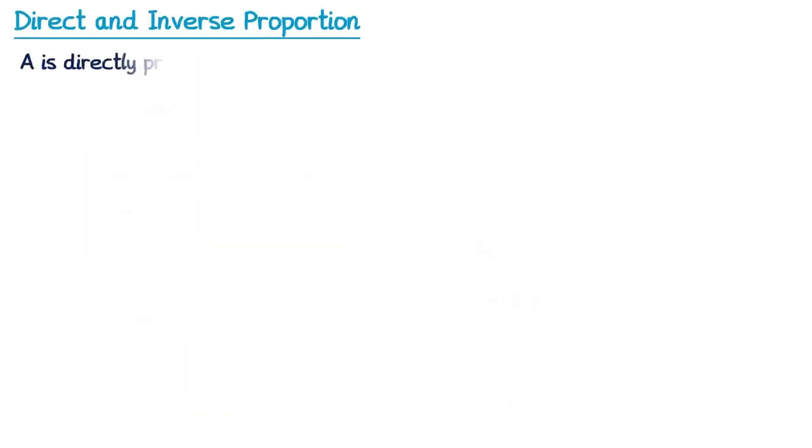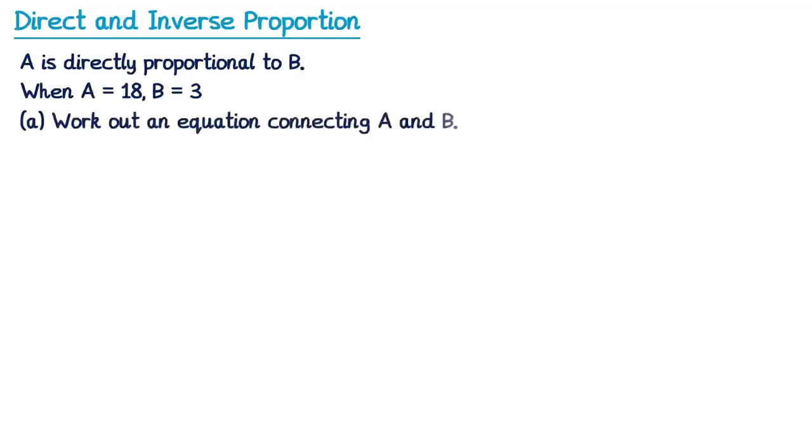So they may say, A is directly proportional to B. When A is 18, B is 3. And we could be asked to work out an equation that connects A and B. To start this question, we read the statement A is directly proportional to B and write this down mathematically. Using that symbol from before, A is proportional to B.